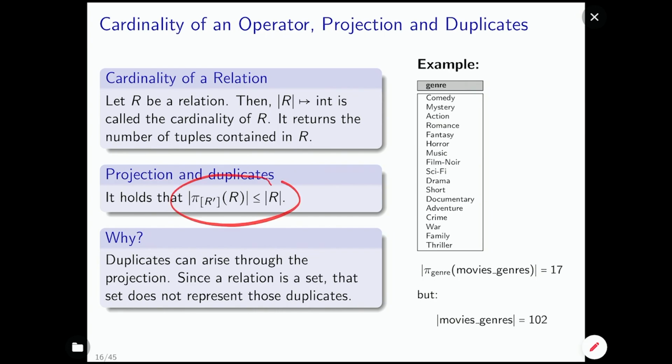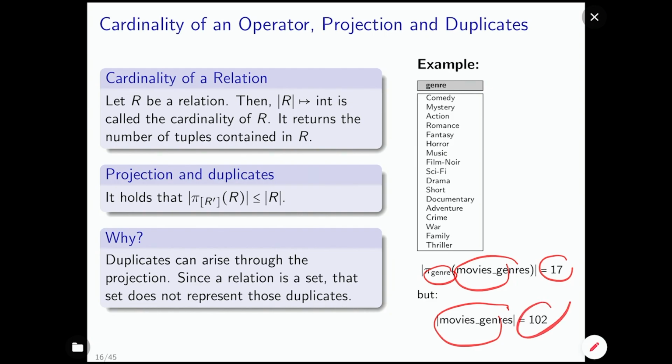That actually holds. And here's again the explanation on the slides. On the slide, an example for the IMDb example is something like that. If you run a projection on this genre attribute on relation movie genre, you get 17 tuples. But if you just count the number of tuples in movies genres, you get 102. So that's basically the effect of a projection operator.